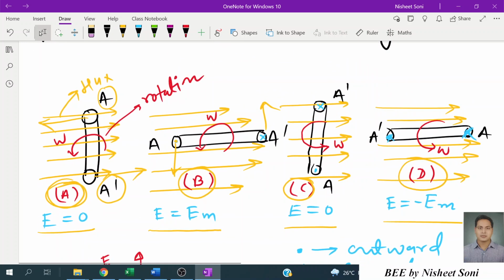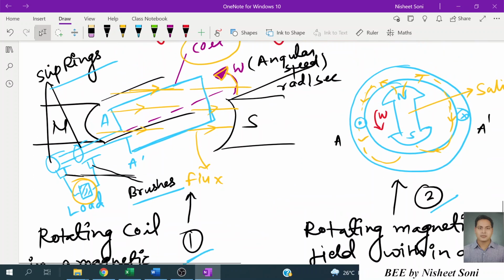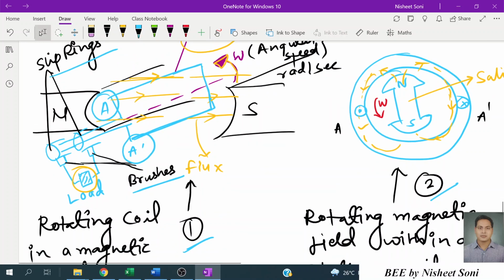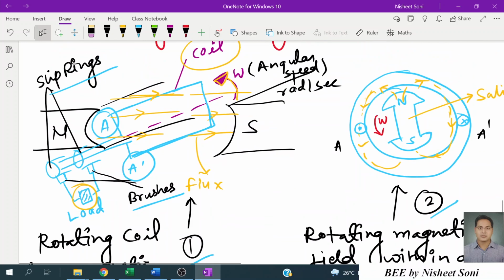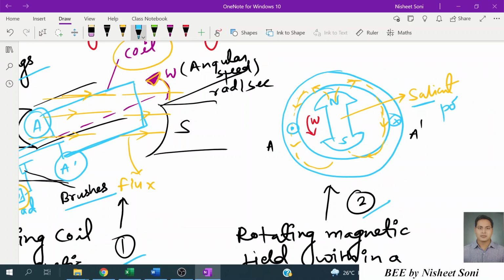You can see there are four conditions by which we can see that EMF is generated in the coil. Here we are considering one coil whose coil sides are A and A dash. In the second figure, we are rotating a uniform magnetic field within a stationary coil. You can see that there is a salient pole. This is a salient pole rotor which is producing a uniform magnetic field, and it is rotated in anti-clockwise direction at a speed of omega radian per second. And this stationary coil has coil sides A and A dash.